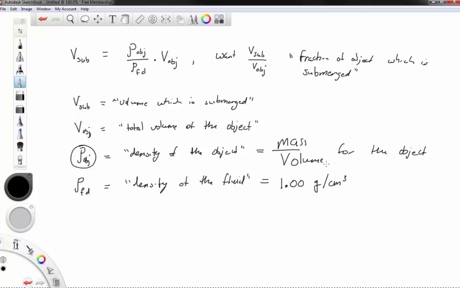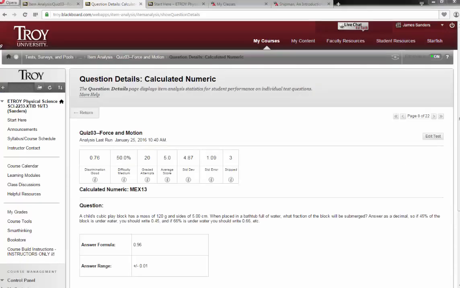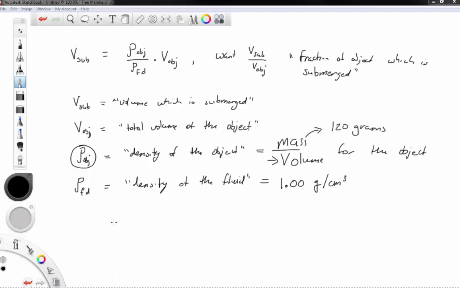Okay, so what we need to do here is actually compute what the volume of the object is, because we're given the mass of the object in the problem. So going back to that problem again, here's the mass. It's 120 grams. So that's given, and it's a cubic block with sides of length 5.0 centimeters. Alright, so basically the object itself, if you'll pardon my poor drawing skills, is going to look something like this. And basically each side is given as 5.00 centimeters.